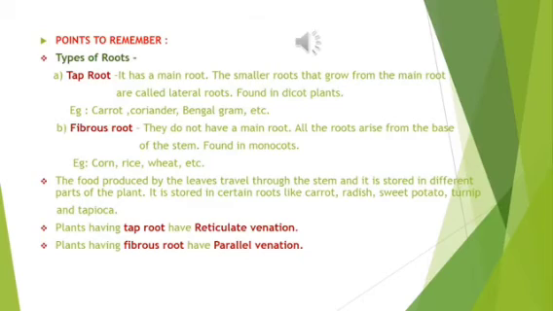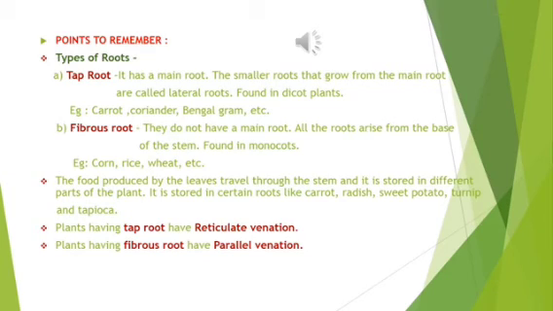Points to remember. You're going to make a note of these points in your book and learn them. Types of roots. First one is taproot. It has a main root. The smaller roots that grow from the main root are called lateral roots. Example: carrot, coriander, Bengal gram, etc.